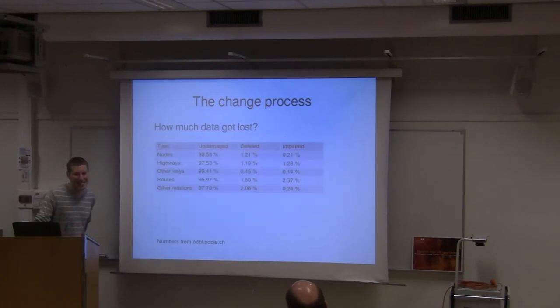So how much data got lost? Actually, not that much, after all. This is worldwide numbers. It's actually a bit surprising that not more got lost. But of the nodes, over 98% could be rescued. And only 1.2% got lost in total. Some nodes were impaired, for example, if one user had accepted but another, later editing the node, then didn't accept the new license. So it wasn't that bad after all. I was going to show the numbers for different countries, but I'm not going to do that.